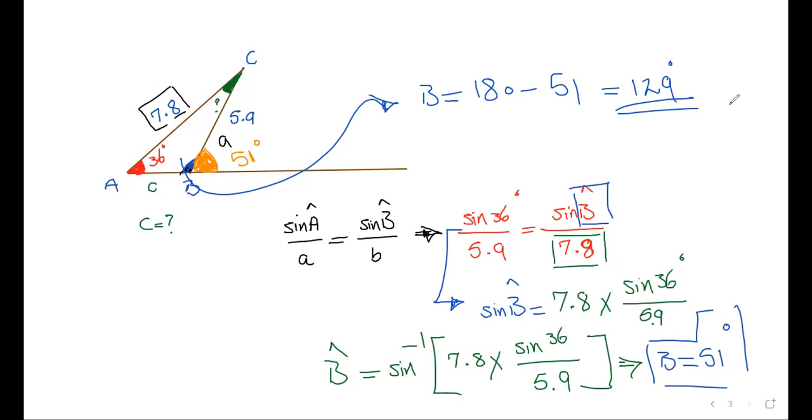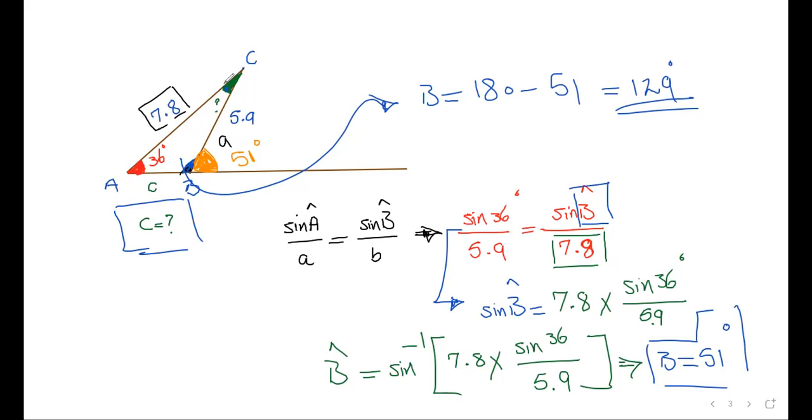Fantastic. Now my question is that we go back to the same thing. We are still looking for the value of C. Please do it yourself. But knowing the angles, how much is C now? 15 degrees, because C becomes 180 minus 36 minus 129. Now it becomes around 15.